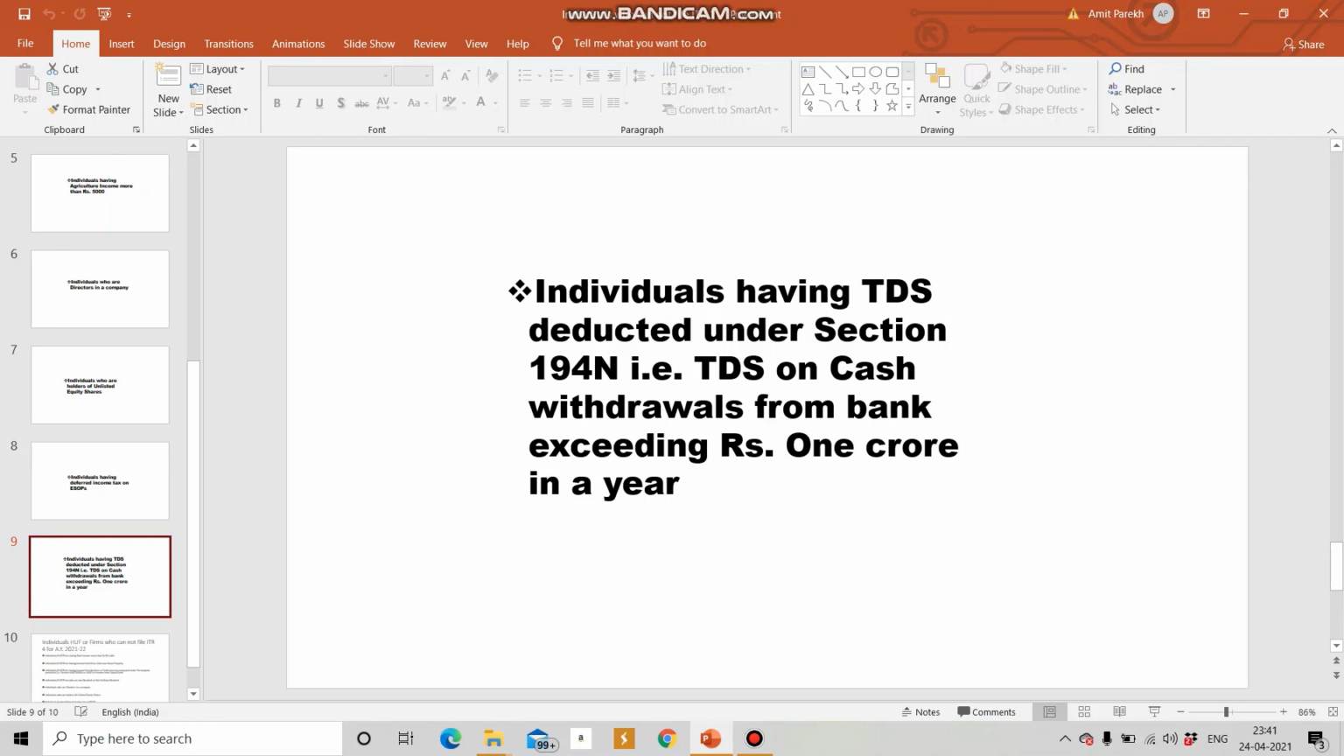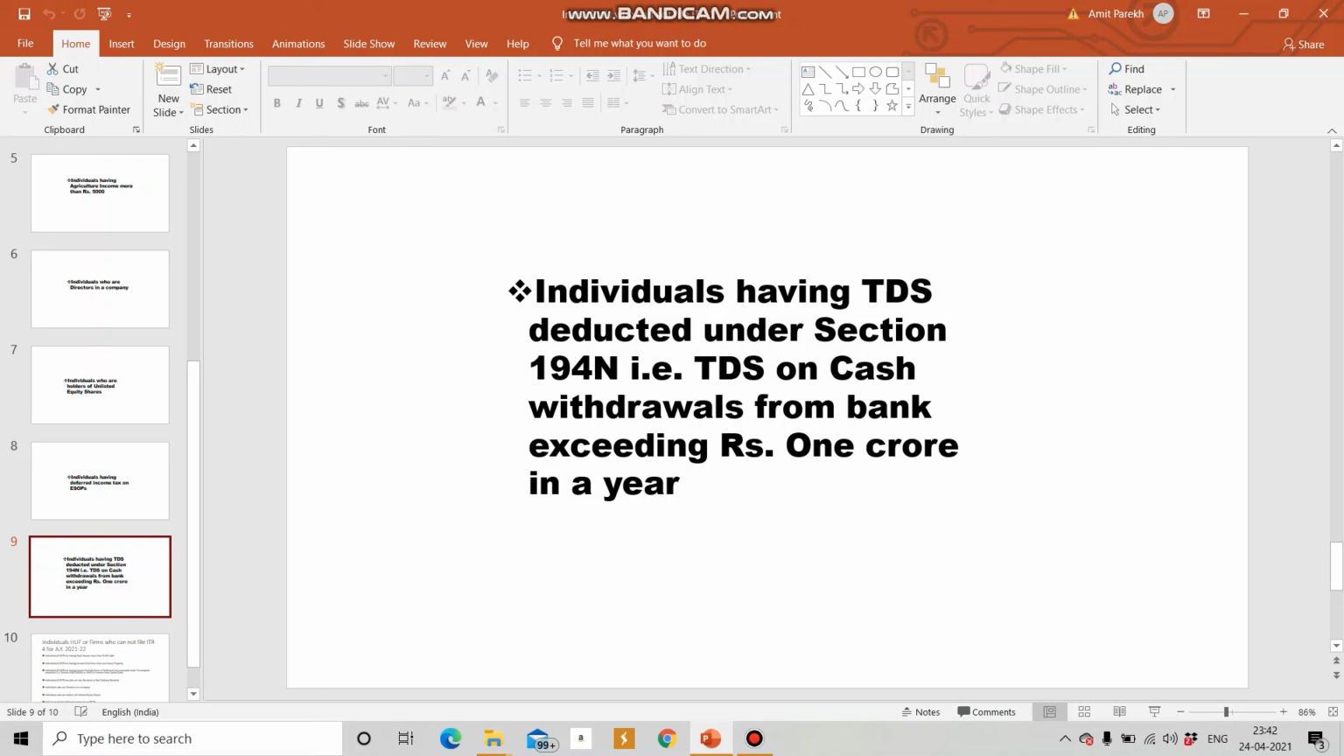If the amount of cash withdrawal does not exceed 1 crore, that is, it is 99 lakhs, then 0 rupees will be deducted by the bank. But if it exceeds 1 crore even by 1 rupee, then 2% of the total cash withdrawn will be deducted as TDS by the bank. So when any person has such TDS deduction done, then in that case also he cannot file ITR 1, because to take the refund of the TDS or to take credit of the TDS, he has to file ITR 2 or ITR 3, whichever is applicable.